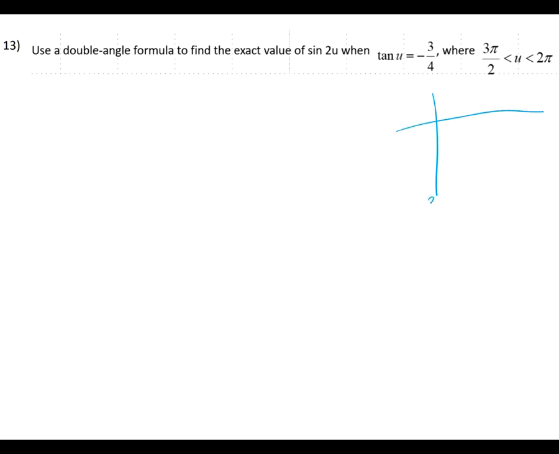I'm starting with 3 pi over 2, and we're going to 2 pi according to the domain. So I'm definitely in a triangle in quadrant 3.